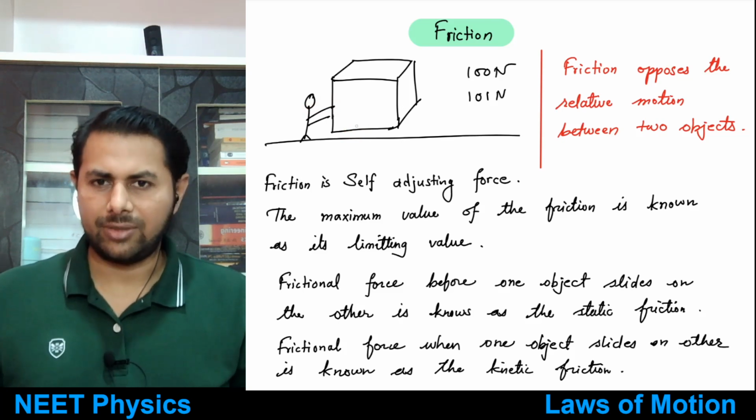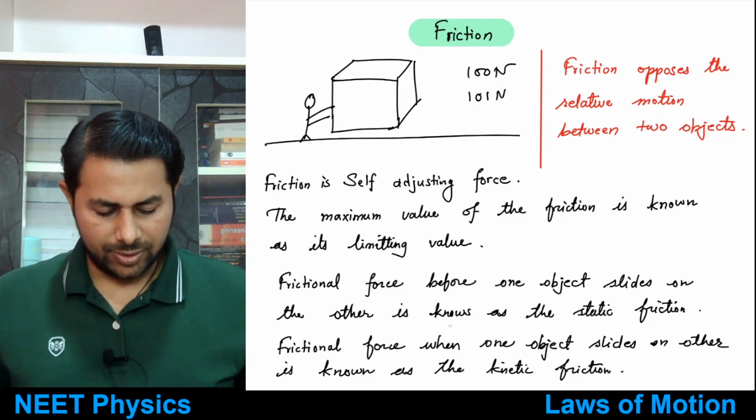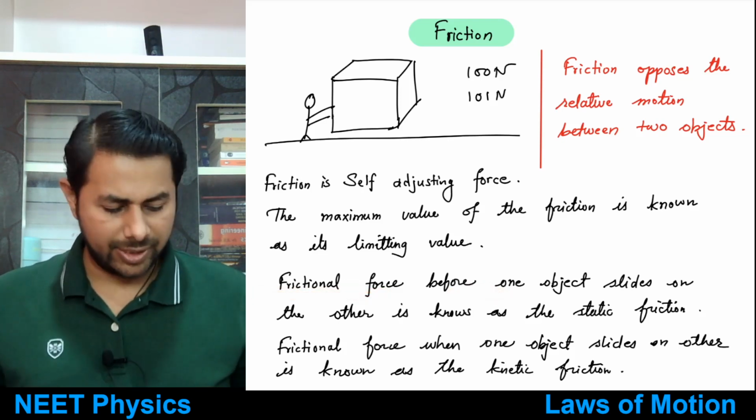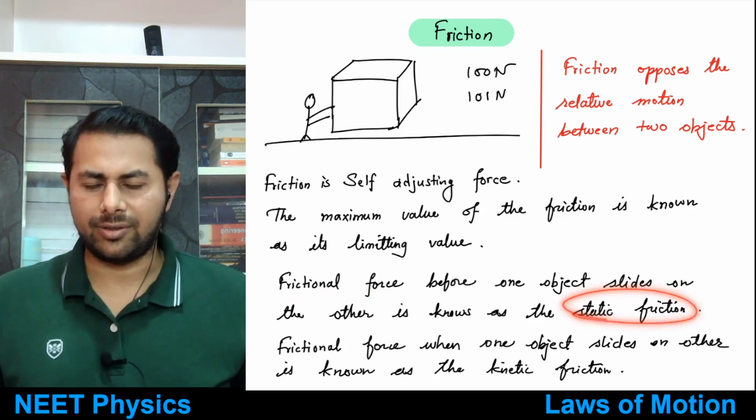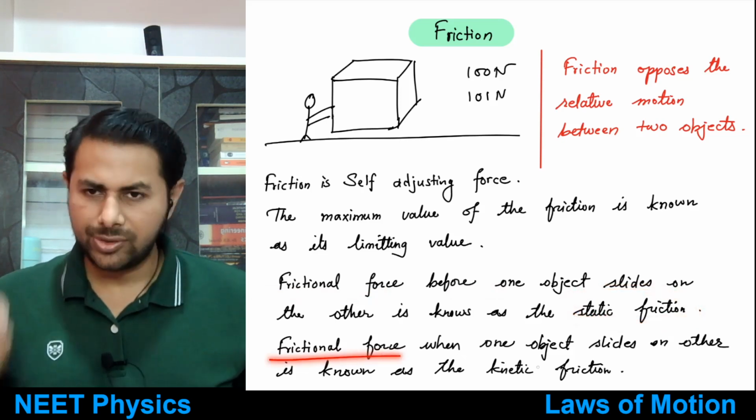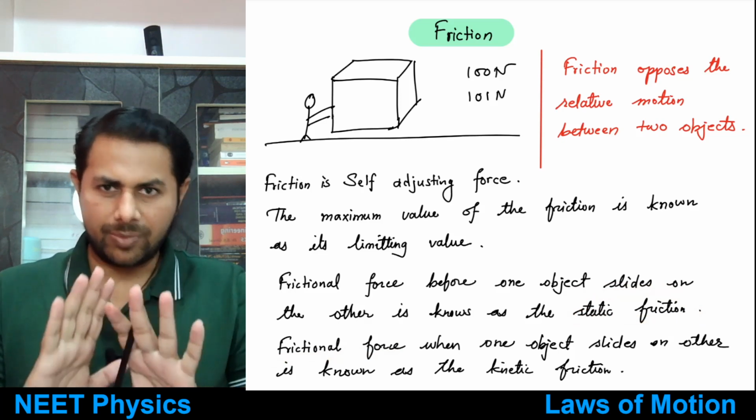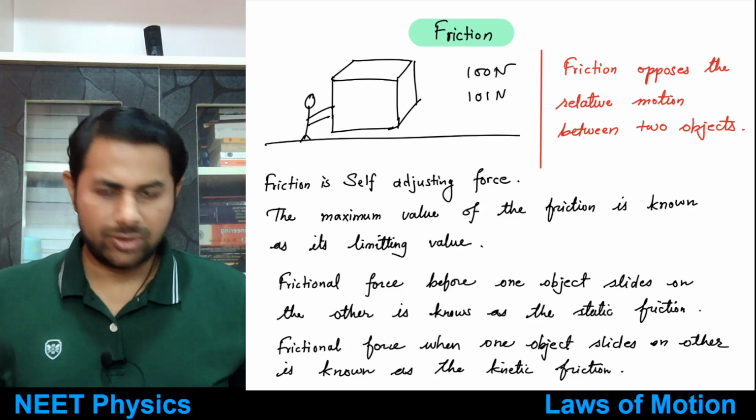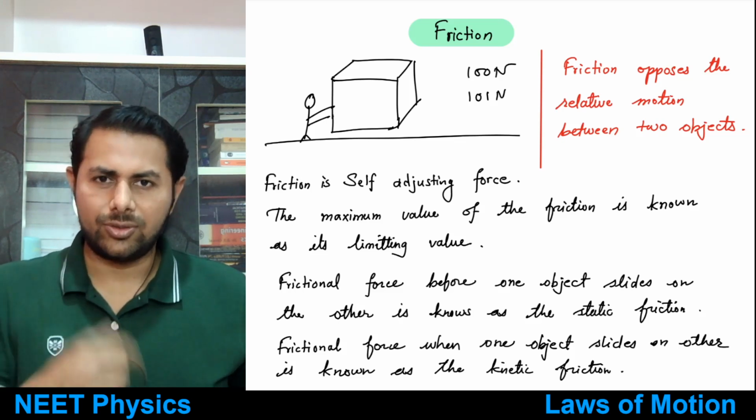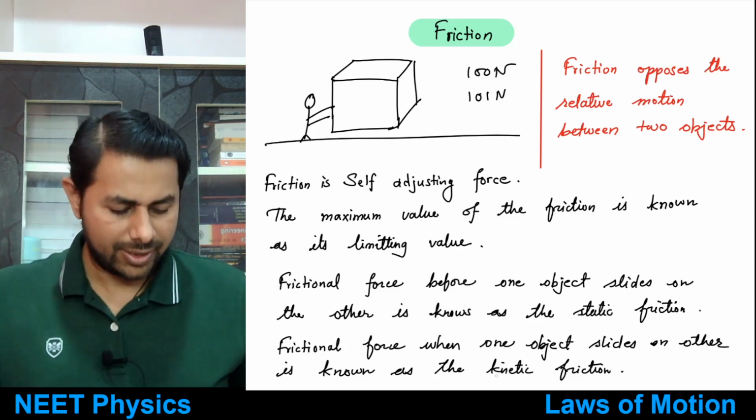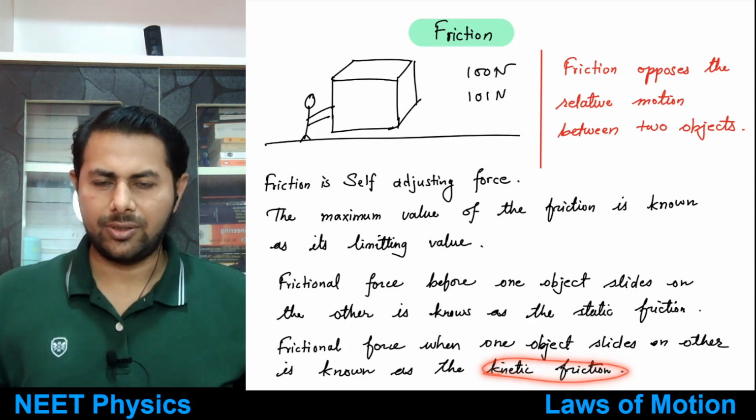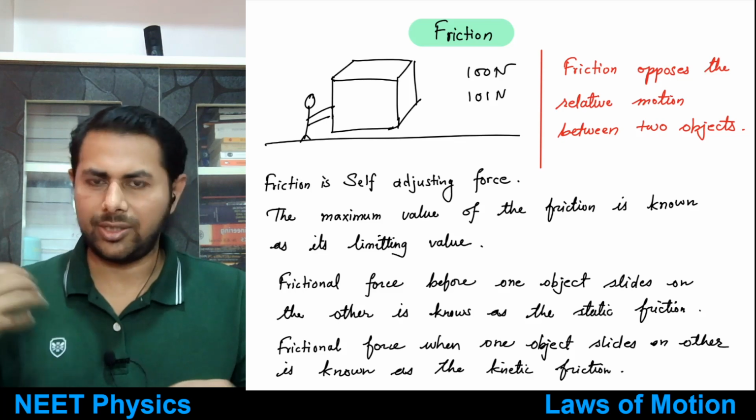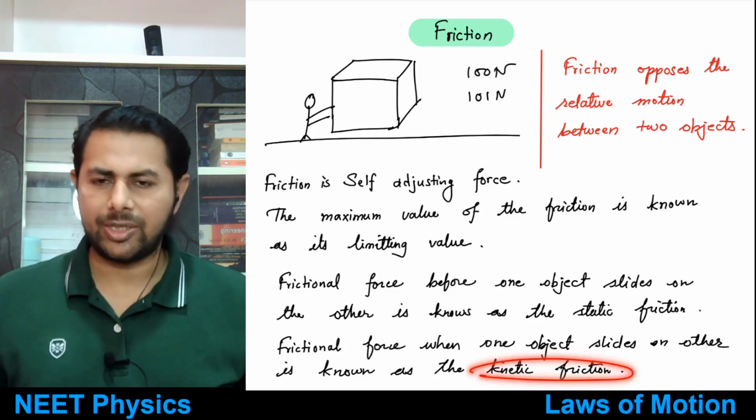Okay, force required now would be lesser. So the frictional force before one object slides over the other object is known as static friction. And once it begins to slide, now you need to apply lesser force to keep it moving with uniform velocity. So how much force do you need to apply? That value of friction is known as the kinetic friction. So friction between two bodies when one is sliding over the other is known as kinetic friction.